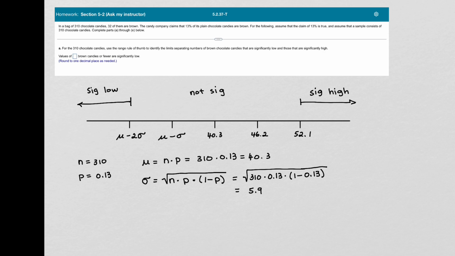Now we'll go backwards. Subtracting 5.9 from 40.3 is going to give us 34.4. And then the mean minus 2 standard deviations gives me 28.5. Okay. So when the first question says what values are significantly low, that would be anything at or below 28.5. So that's what we have here.